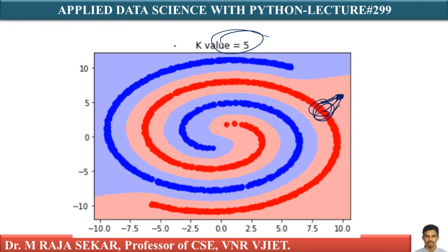But actually this spiral can be extended itself. Just see, just extend the spiral. If I keep on extending the spiral, this point would actually be a blue point, isn't it? Just think about it. Just because I don't have data here, we are considering 5 nearest neighbors, and we are coloring it red.